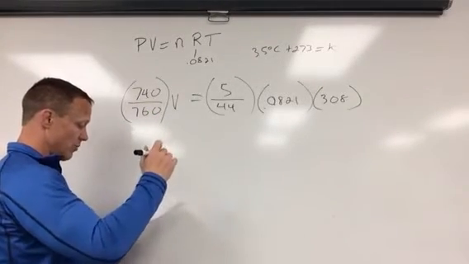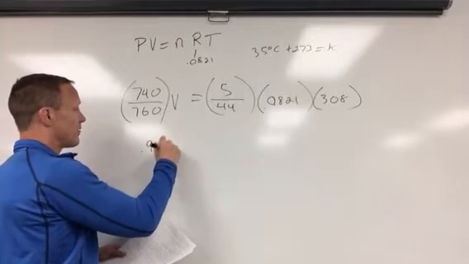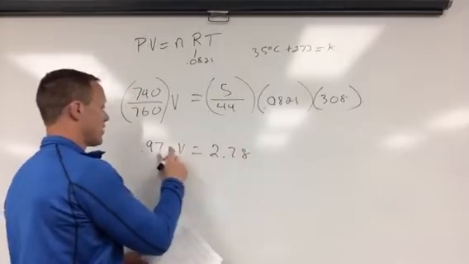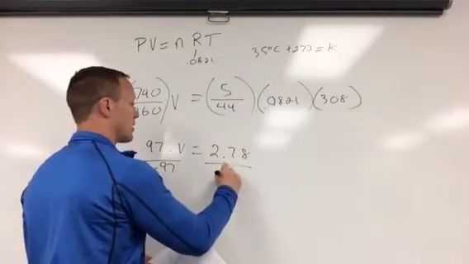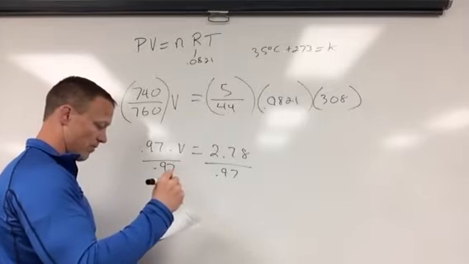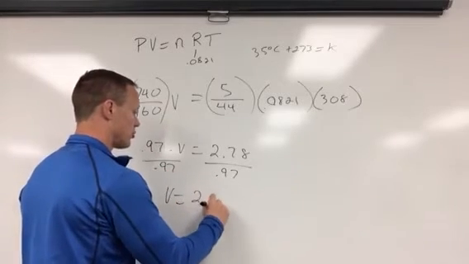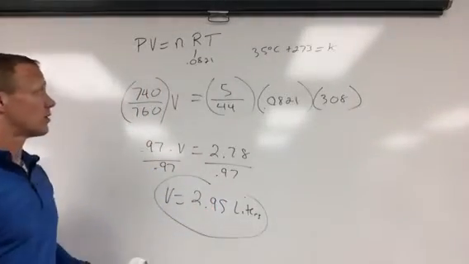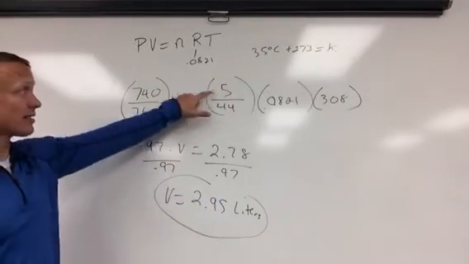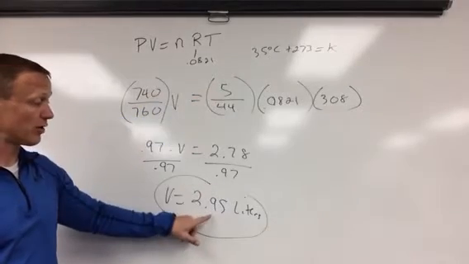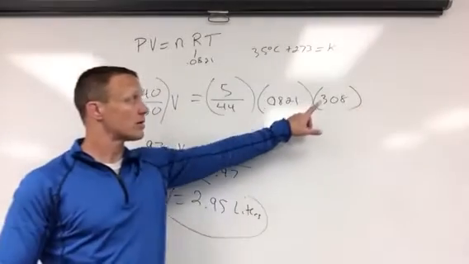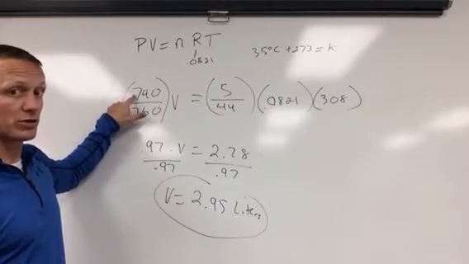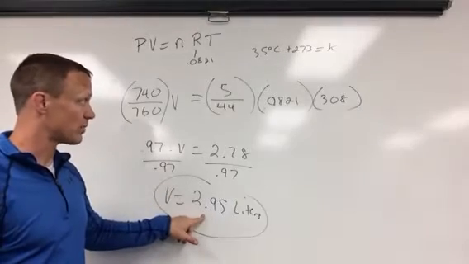So you end up with 0.97 times V equals 2.78. So divide by 0.97, divide by 0.97, and our volume is 2.95 liters. So if we have a gas, it's less than a mole, so that's why we're less than 22.4 liters, at a little higher temperature than standard and a little bit less pressure. We take up that much space.